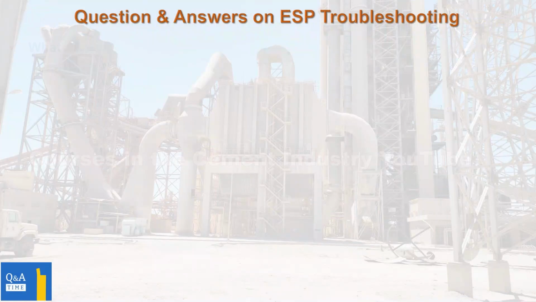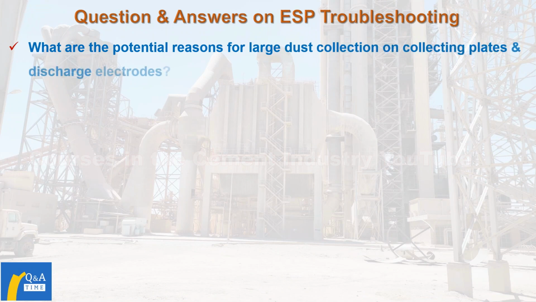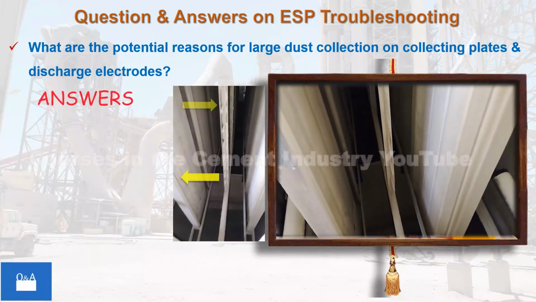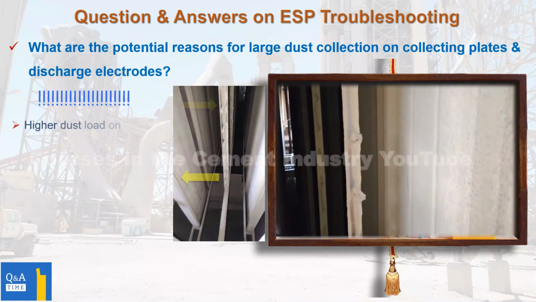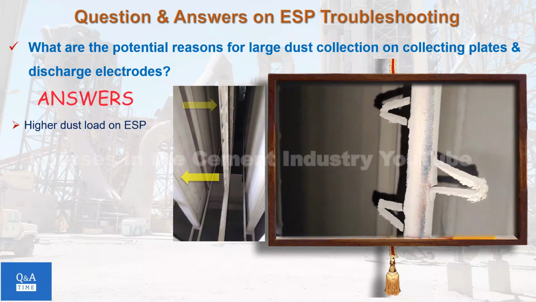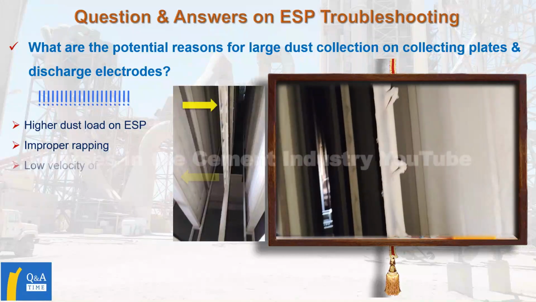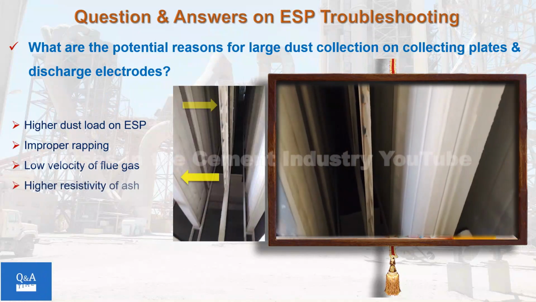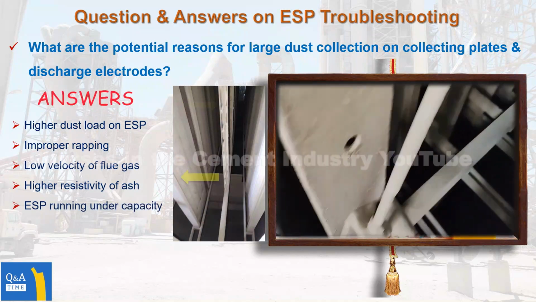Question 1. What are the potential reasons for large dust collection on collecting plates and discharge electrodes? Answer. 1. Higher dust load on electrostatic precipitator. 2. Improper wrapping. 3. Low velocity of flue gas. 4. Higher resistivity of ash. 5. Electrostatic precipitator running under capacity.